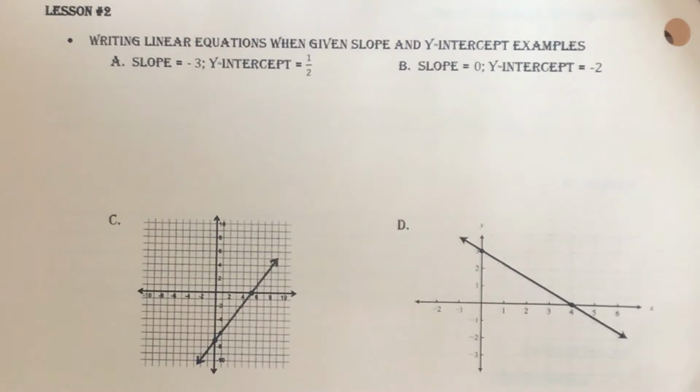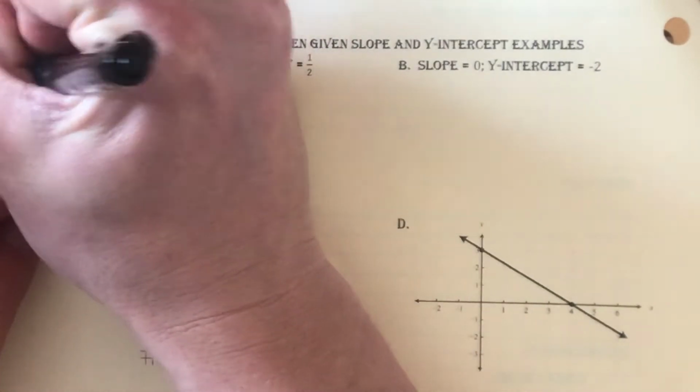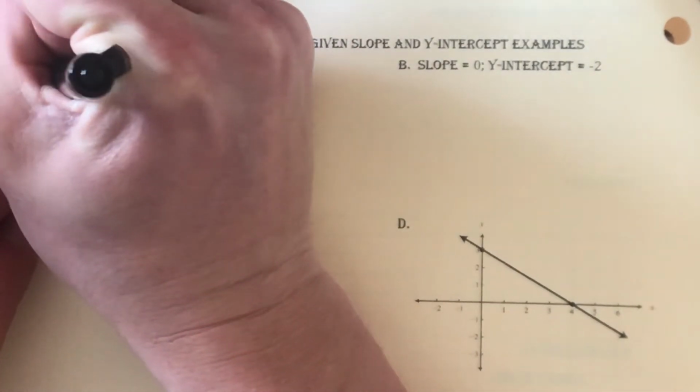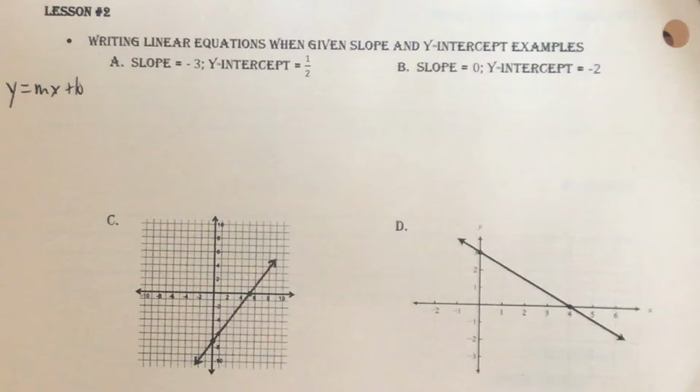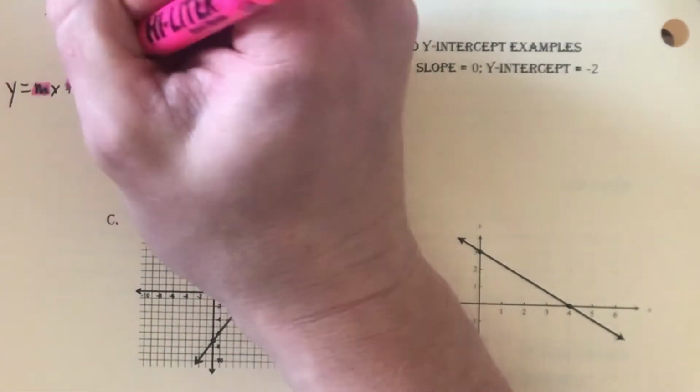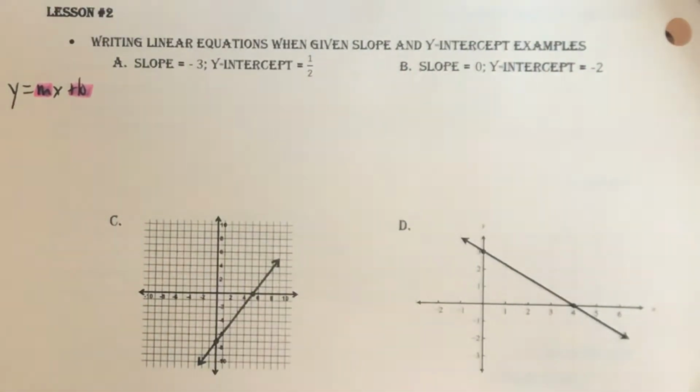So example A says slope equals -3 and y-intercept equals 1/2. Again, remember to write it in slope-intercept form. What we're trying to do is get to y equals mx plus b. Remember, it doesn't necessarily have to be plus, it could be minus b. The m could be negative, but what we're going to do is fill in the information for m and for b. So I know that y is going to stay the same.